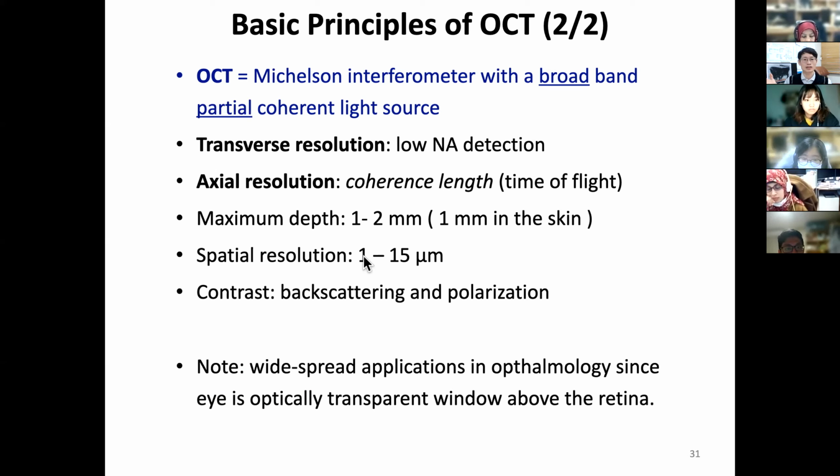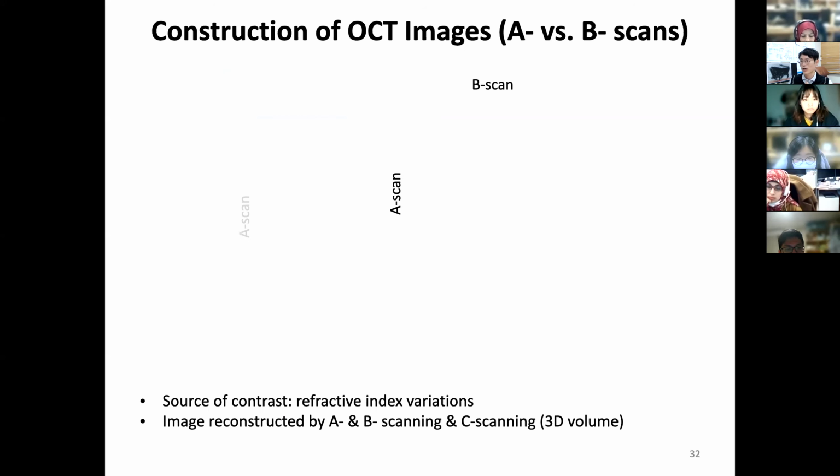What are the contrasts in the end? It's just backscattered light, okay? And you can use polarization sensitivity, which means different polarizations. Perpendicular polarization will not interfere, so you can decompose different polarizations and use that as a contrast. So that's the thing. And now let's build an image with OCT.